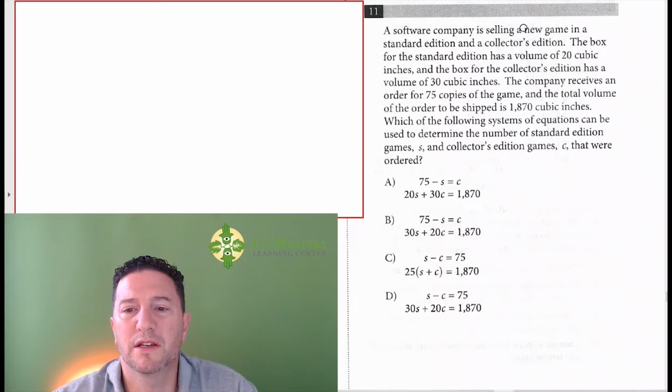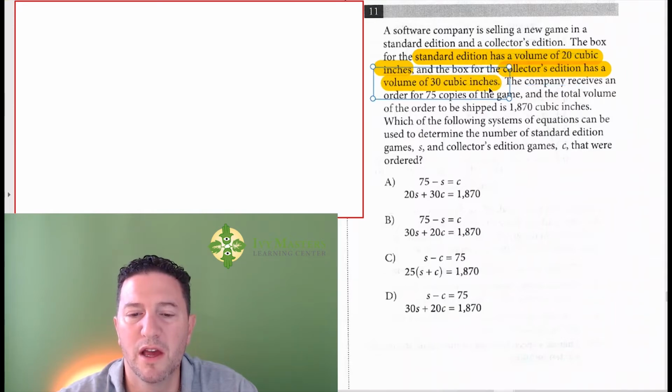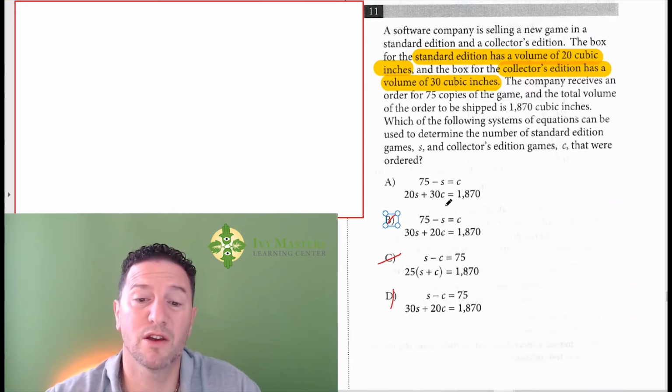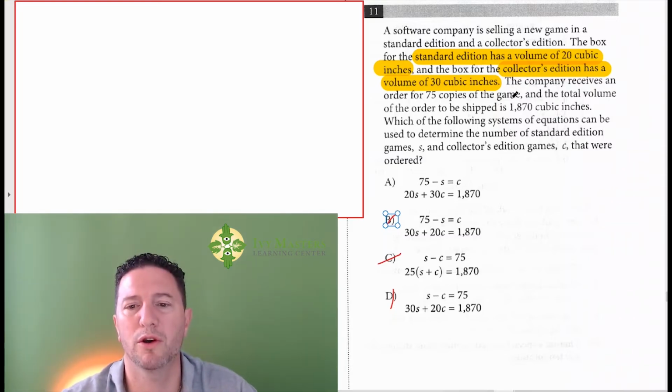A software company is selling a new game in a standard edition and a collector's edition. The box for the standard edition has a volume of 20 cubic inches, and the box for the collector's edition has a volume of 30 cubic inches. Now when I look at my answer choices at that point, standard edition is 20 cubic inches, so I'm expecting the 20 to be attached to the S. Here the 30 is attached to the S. This is a little crazy. And here the 20 is attached to the S. So I'm thinking it's answer choice A before I even read on. But you got to make sure, read the rest of the word problem.